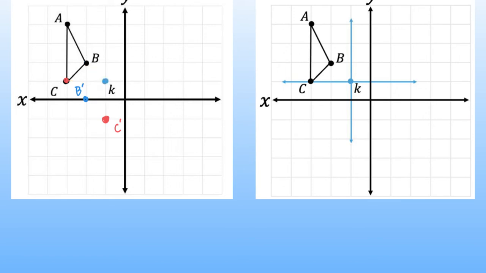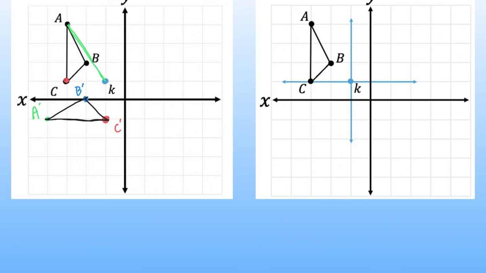Okay, and then finally we're going to go from point A. To get down to K from point A, you're going 2 to the right and down 3. You see that? You're going 2 right and then down 3. What we want to do is go perpendicular to that. So we want to go down 2 and over 3, like that. So point A prime is going to be right there, giving us the triangle A prime, B prime, C prime, right here.